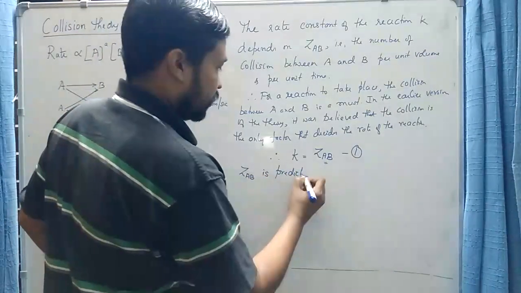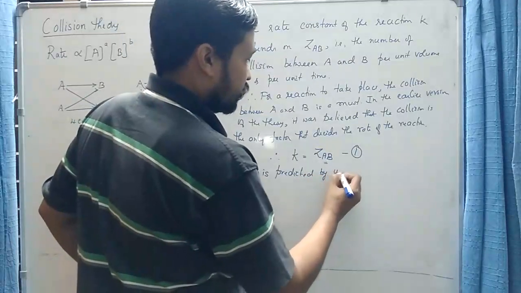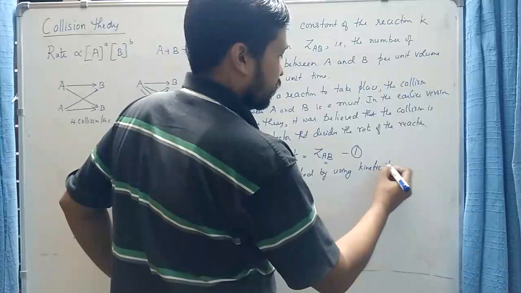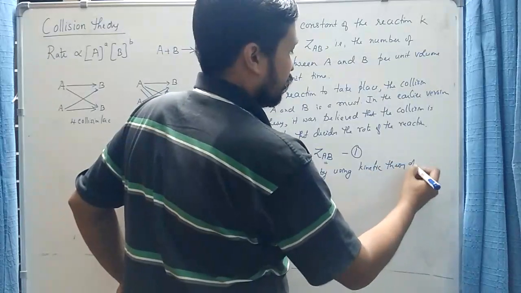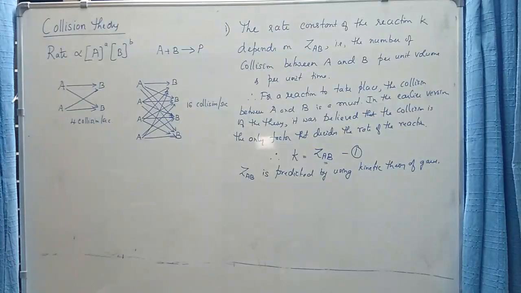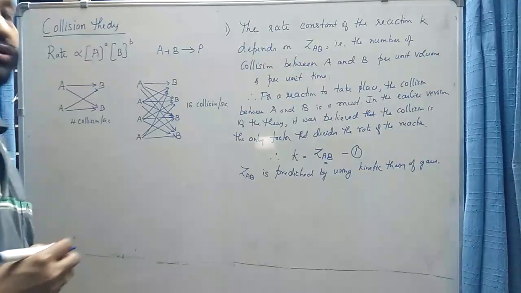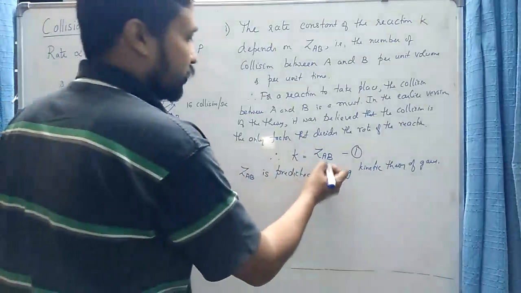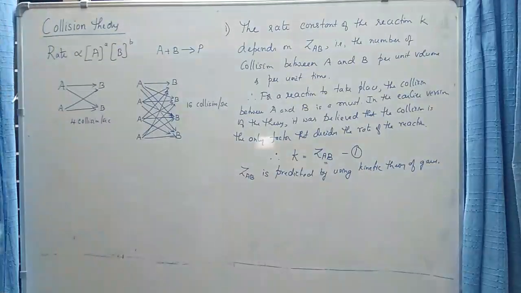It is predicted by using the kinetic theory of gases. You have studied this kinetic theory of gases in your undergraduate course. So by using the kinetic theory of gases, it is possible to predict or calculate the number of collisions taking place between the molecules A and B per unit volume per unit second.